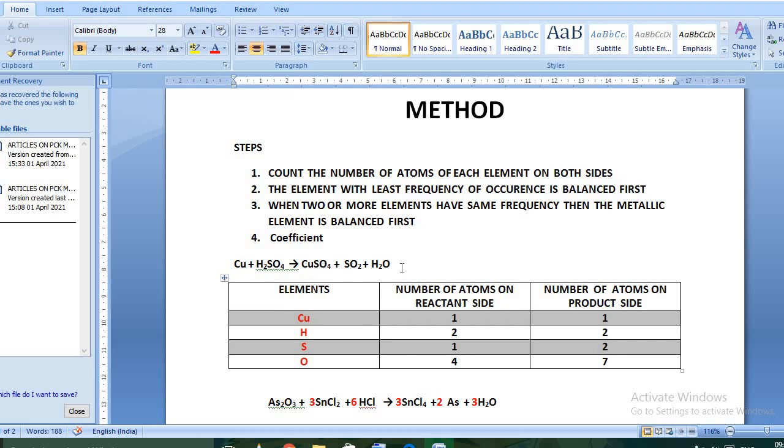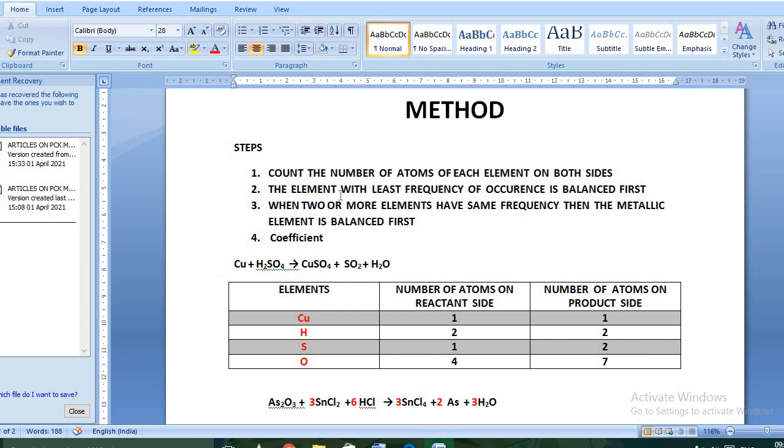For example, in this reaction, copper: the number of atoms is 1 on the reactant side and 1 on the product side also. Hydrogen: 2 on the reactant side and 2 on the product side. Sulfur: 1 on the reactant side, and on the product side 1 atom here and another atom here, so 2 on the product side. Oxygen is 4 atoms on the reactant side, but on the product side it is 4 plus 2, 6, plus 1, 7. So this reaction is not balanced with respect to sulfur and oxygen.